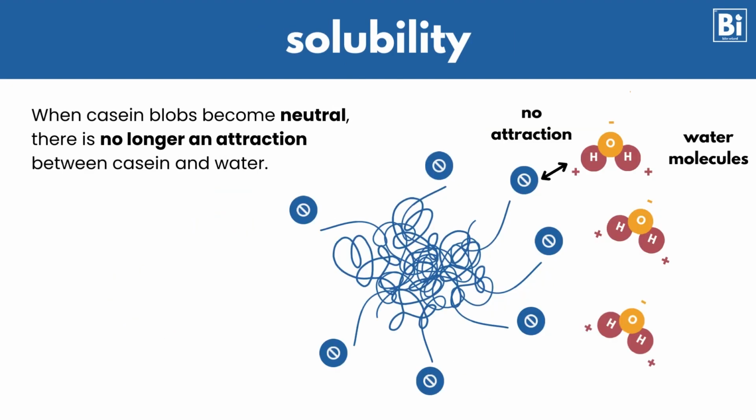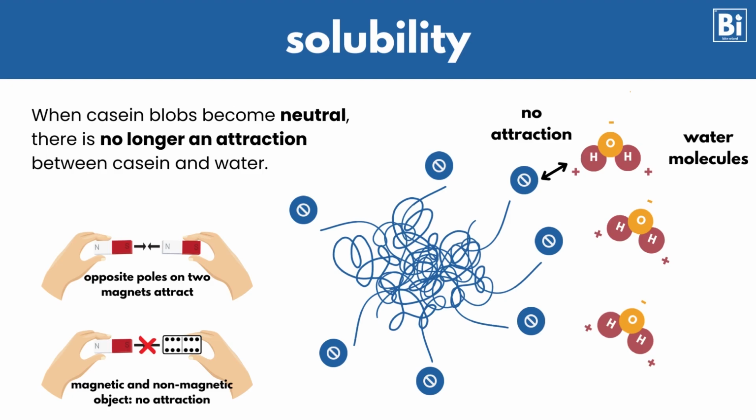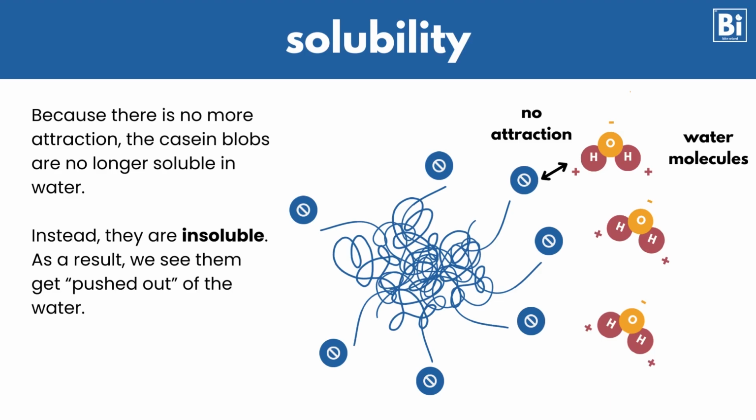Now that they're neutral, the casein blobs are no longer attracted to water molecules. It's as if we took an object that wasn't magnetic and put it up next to a magnet. There's no attraction or pull. Because of this, the casein blobs are no longer soluble in water. Instead, they're insoluble, and as a result, we see them essentially get pushed out of the water. They're more attracted to each other than the water molecules because they're neutral now. Sometimes this process is referred to as precipitation.